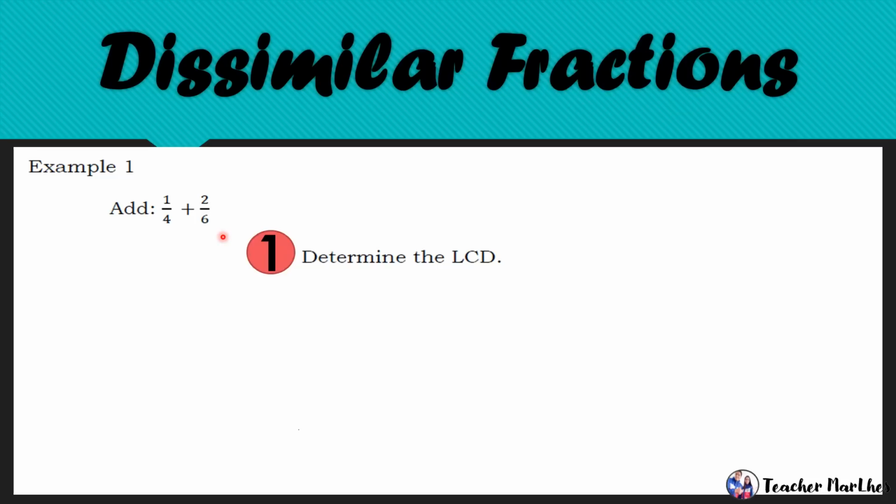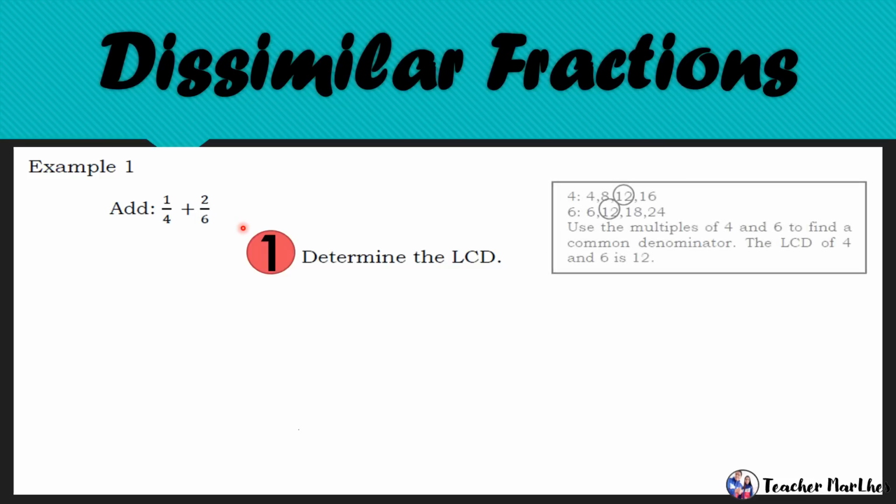So yung LCD or yung LCM. So kailangan natin hanapin ang LCM ng 4 and 6. So we need to list the multiples of 4 and 6. So 4, these are the multiples of 4: 4, 8, 12, 16, and so on. Multiples of 6: 6, 12, 18, 24, and so on. So, the LCM or LCD of 4 and 6 is 12.